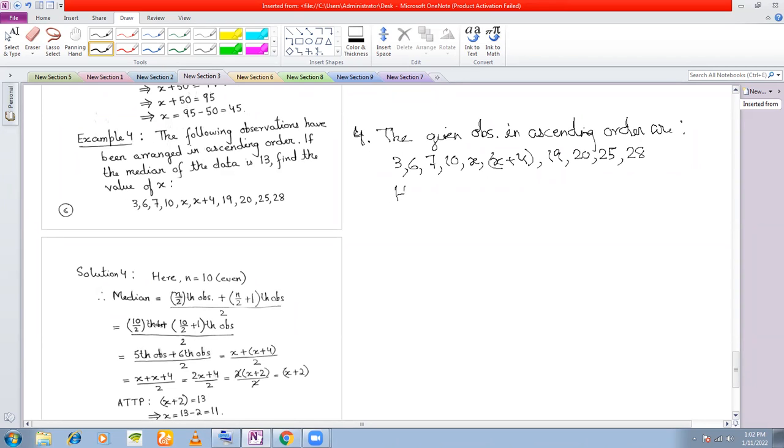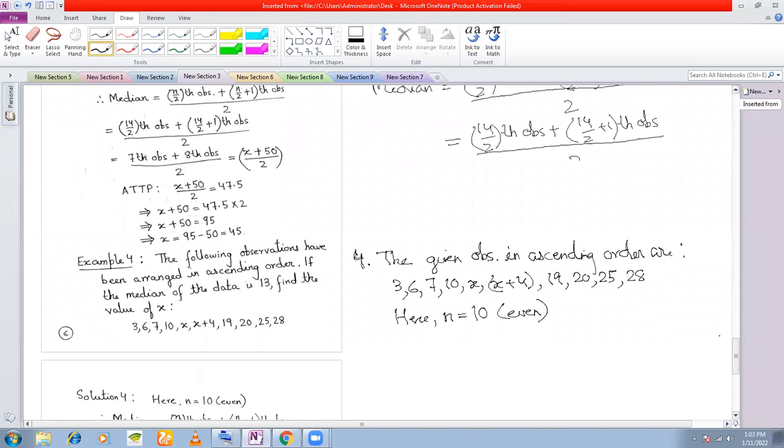Count the number of observations. Here, how many observations are given? 10 observations are given. 10 is even. Right? Okay. So now you must tell me which formula to apply. What should be the median? Anyone? N by 2 observation plus N by 2 plus 1th observation. Whole divided by 2.